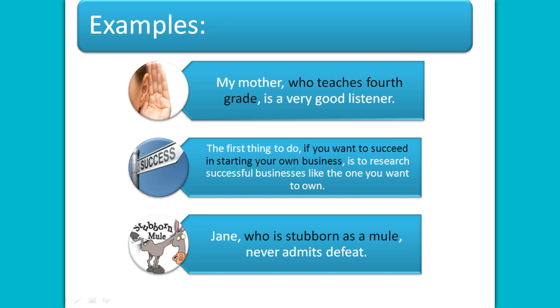The independent clause is, the first thing to do is to research successful businesses like the one you want to own. In the interrupting clause, we do have the subordinating conjunction if, but we still need a comma here to connect it, because it is an interrupting clause. The first comma indicates that we are about to experience an interruption. The first thing to do, if you want to succeed in starting your own business, is to research successful businesses like the one you want to own.